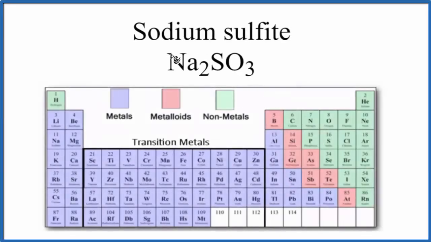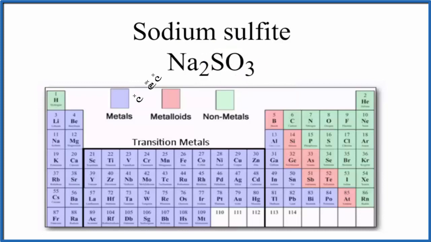In this video, we'll look at whether sodium sulfite, that's Na2SO3, is ionic or covalent. The short answer is that it's an ionic compound overall, but within this polyatomic ion, this sulfite ion, the bonds between the sulfur and the oxygens, those are covalent bonds.